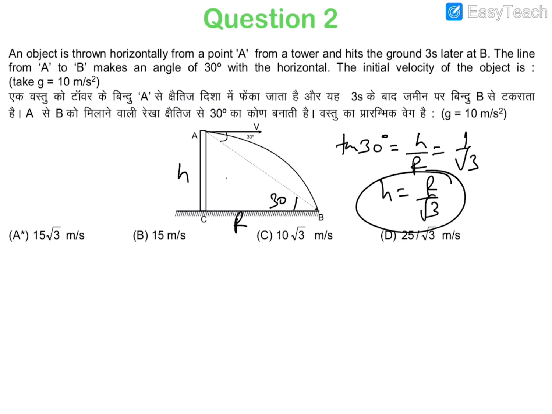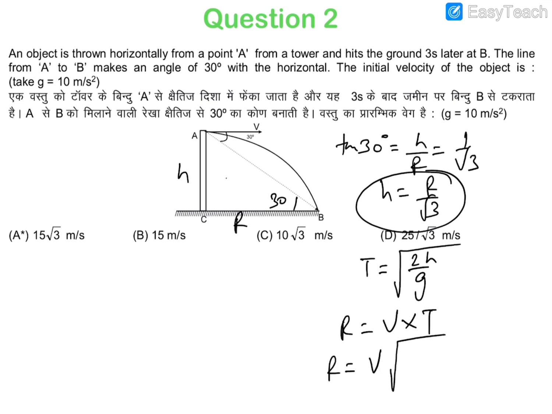We also know that the time of descent of this stone would be under root of 2h by g, and the range would be equal to the horizontal velocity v into the time of flight. So range would be equal to v under root of 2h by g. Now this is the relation between these two. We have to find out v.